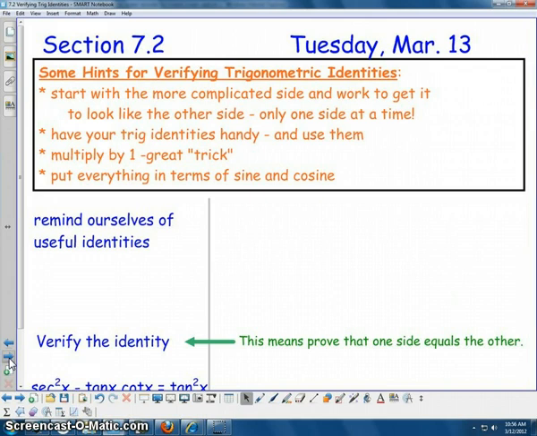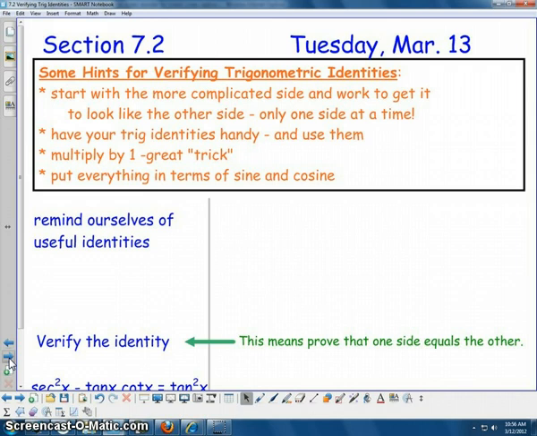So some hints. One is we're going to be having two sides of an equation, and our whole purpose is to prove that they are indeed equal to each other. So my first hint is that we're only going to start with one side of your equation. I know you might not understand that right now, but go ahead and write this down. Start with one side and work to get it to look like the other side. We're only going to be dealing with one side at a time.